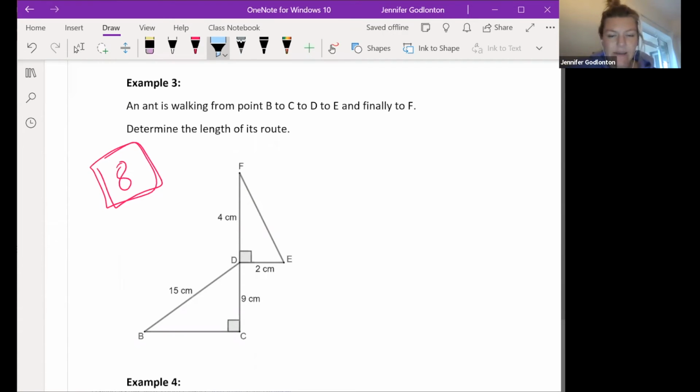So the question is, an ant is walking. My ant is walking from point B to C to D to E to F. Determine the length of its route. Okay, that's the full question. 8 marks. I would like to know the length of the route of my little traveling ant.